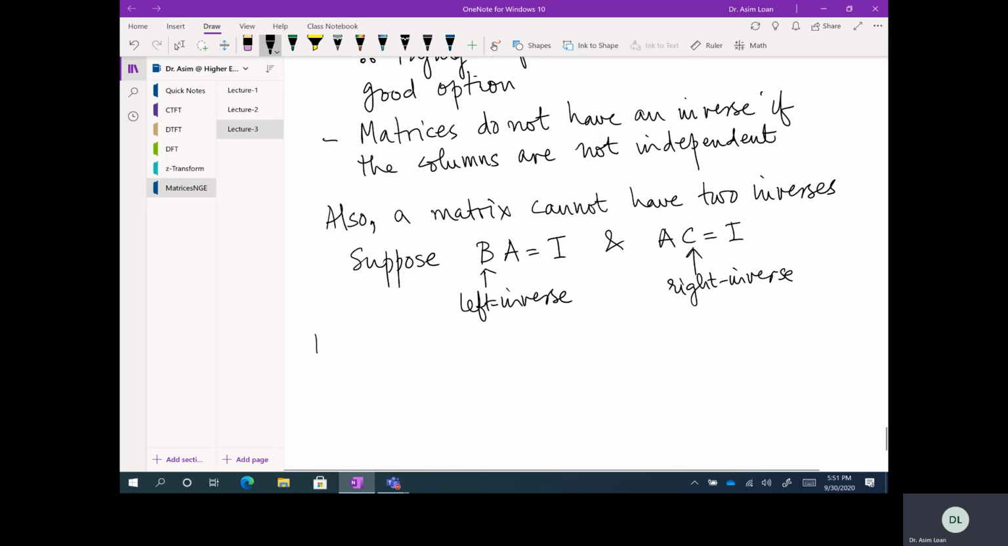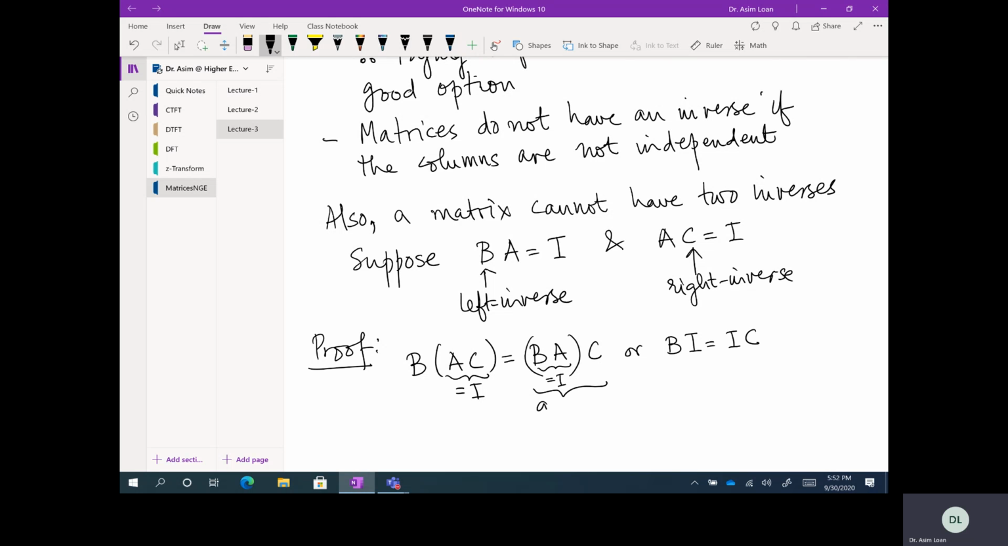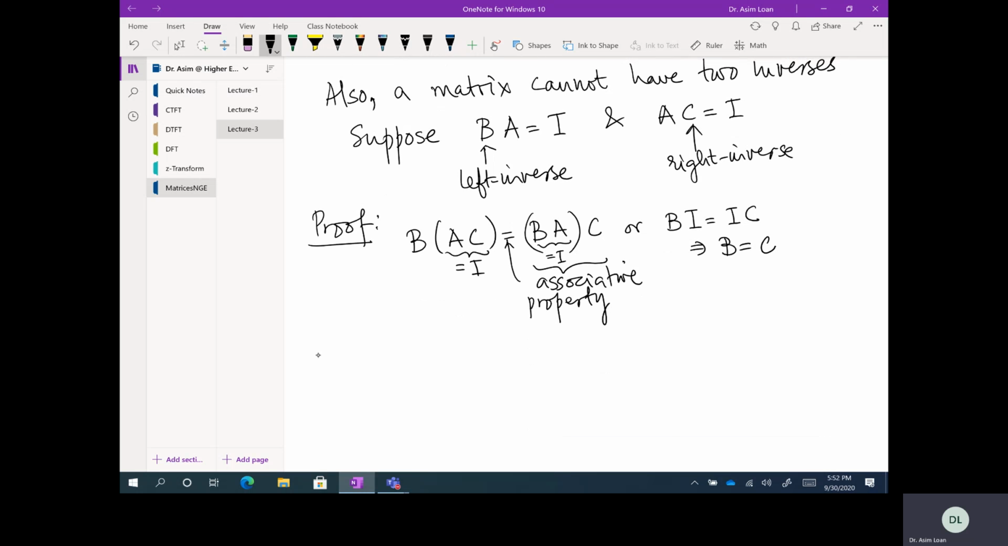So what is the proof? B times AC, because this is identity, equals BA into C. Why? Because this is associative. But B times A is identity, so B times I is equal to I times C. This equality is because of the associative property. So B times I is equal to C, which implies B equals C. Or the left inverse is equal to the right inverse. Okay.